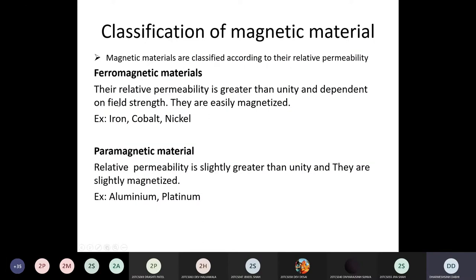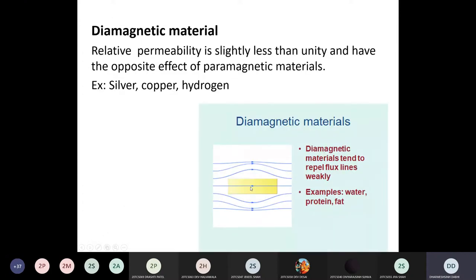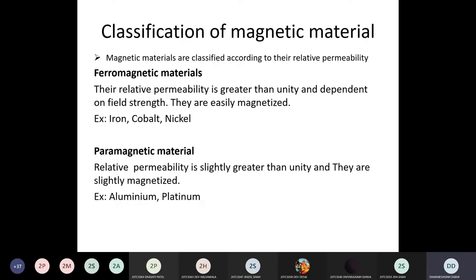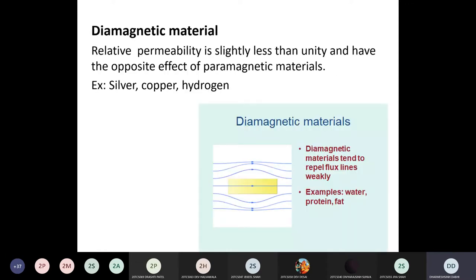In ferromagnetic material, in short, we can say that flux can be easily set up once you provide the MMF. In paramagnetic material, flux can be set up easily, but not as easily as in the ferromagnetic material. And in diamagnetic material, flux cannot easily pass through this type of material. So you can see in this diagram, the flux ripples away from this diamagnetic material. So these are the three characteristics of these materials, and based on that they are classified as ferromagnetic, paramagnetic and diamagnetic. So in the first lecture we saw up to this point.